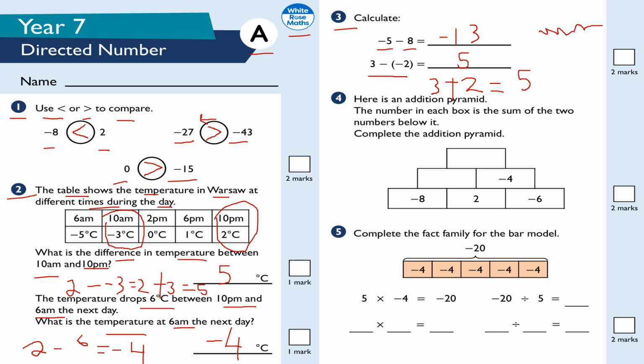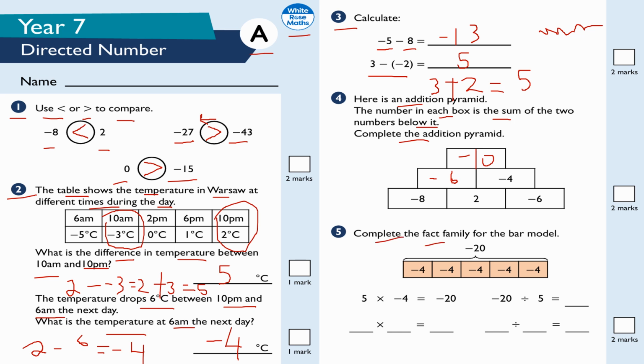Next one here is an addition pyramid. The number in each box is the sum of the two numbers below it. Complete the addition pyramid. So -8 plus 2 is -6, or 2 plus -8 equals -6. Next one, -6 plus -4 is -6 minus 4, which is -10. If you're adding a negative, that goes to a subtraction. If you subtract a negative, that turns into a positive as the sign of that sum.